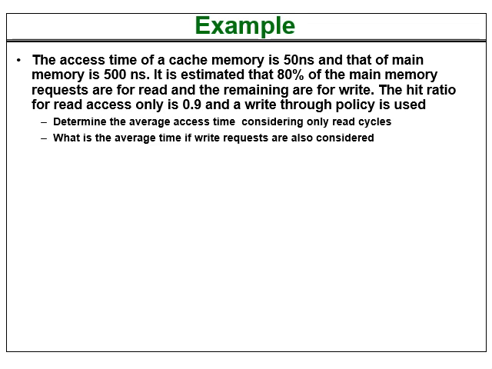The memory is now being used for both read as well as write operations. The hit ratio for the read access is 0.9 and a write through policy is being used. So you have to determine the average access time considering only read cycles, and what is the average access time if write requests are also to be considered. Now what I want you to do is pause this video here and try to solve the problem on your own first.